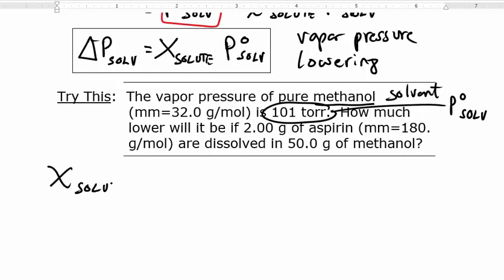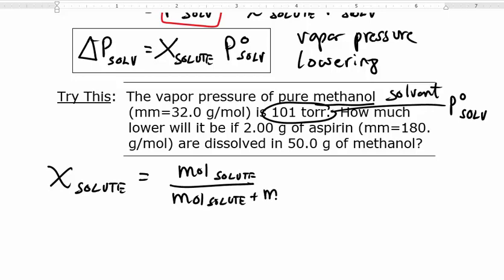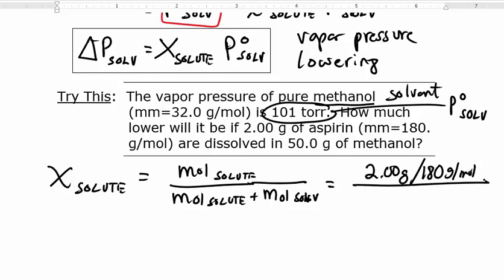The mole fraction of the solute is going to be the moles of the solute, which is the aspirin, divided by the total moles, which is the moles of solute plus moles of the solvent. So the total moles on the bottom. What's the moles of the solute? Well, we're only given grams, but we're also given molar mass. So we can convert: 2 grams divided by the molar mass, 180 grams per mole, would be the moles of solute.